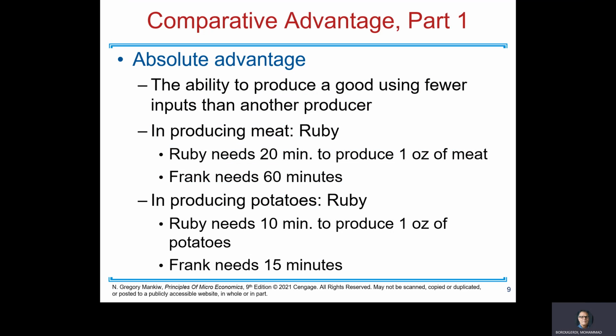One more thing. Absolute advantage is what? Ability to produce a good using fewer inputs than the other producers. Ruby took 20 minutes to make 1 ounce of meat, compared to Frank, who took 40 minutes to do it. Then she was better. She's fast. That's absolute advantage. Okay. All right. Let's go here.